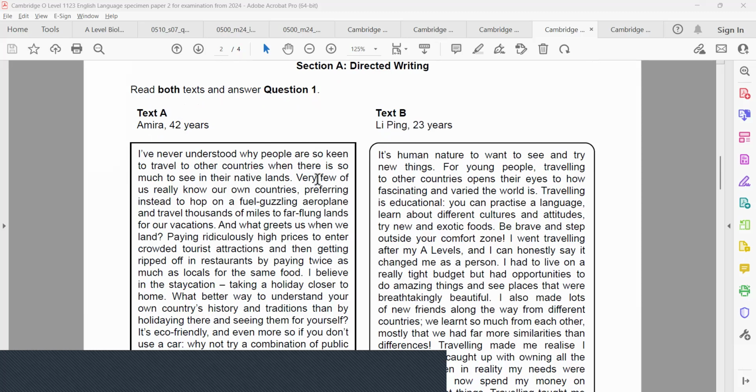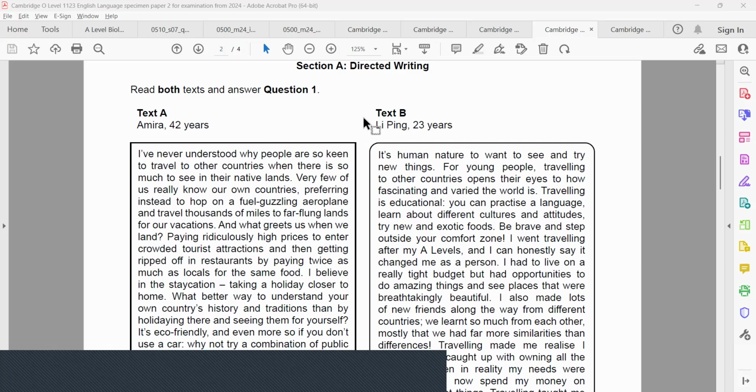So far, what we've had are two texts. So this is a specimen. The papers from the May-June 2024 session had two texts, and I guess this week the results for the October 2024 session are due on Thursday. Probably when they release it, we'll see whether there were two texts.